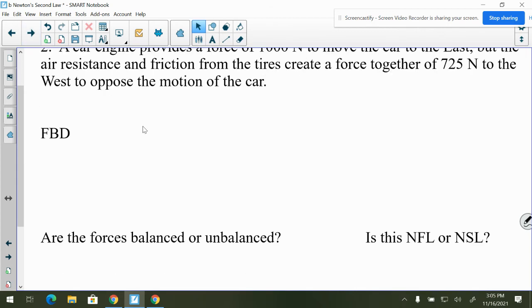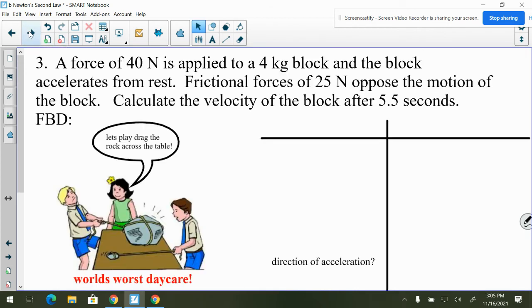Now, I'm going to skip ahead here, and I want to show you one example. What we can now do is start combining Newton's second law with our kinematics. And this picture looks horrible. This is a picture I found online. It's kids dragging a rock across a table. And I don't know why we could be dragging a rock across the table. So I called it the world's worst daycare. If you were a child sent to daycare and you had to do this, the little girl says, "Let's play drag the rock across the table."